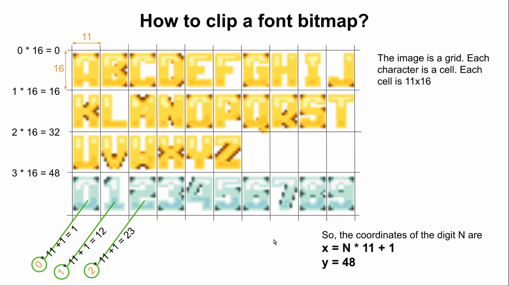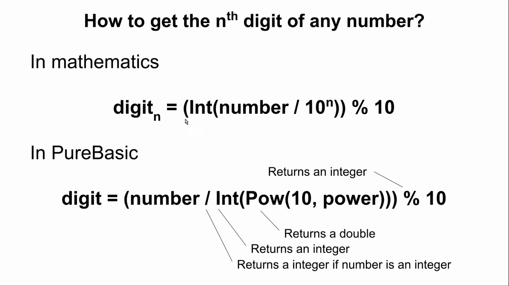How to get the n, the value of every digit? The formula is here. To get the nth digit of any number, n starting at 0, so the lowest digit is index 0, you take the integer part of the number divided by 10 to the power of n, and the result modulo 10. In PureBasic, it's written a little bit differently, because the power command here returns a double. I need to transform the double into an integer first, then I divide the number by this integer, and this is an integer division, so that the result will be an integer, and then I take this integer modulo 10. That's the same result, but in coding in PureBasic it's a little bit different.